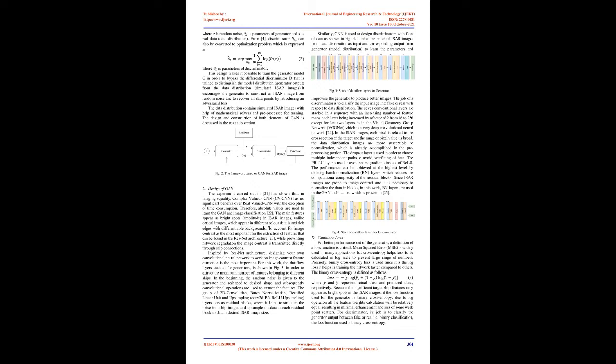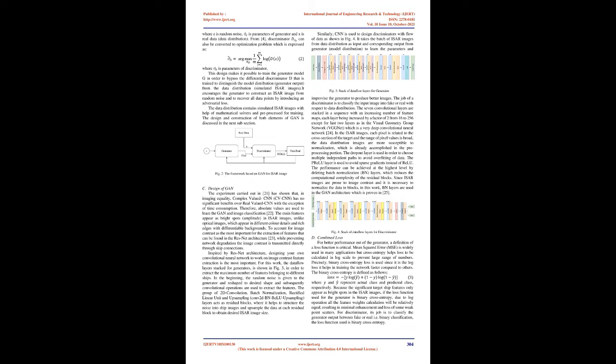This can be transformed into a problem of optimization which is expressed as θ_G = argmin_G E[log(1 - D(G(z)))], where z is random noise, θ_G is the parameters of the generator, and x is real data, from the data distribution. From (4), the discriminator can also be converted to an optimization problem which is expressed as θ_D = argmax_D E[log D(x)] + E[log(1 - D(G(z)))], where θ_D is the parameters of the discriminator.